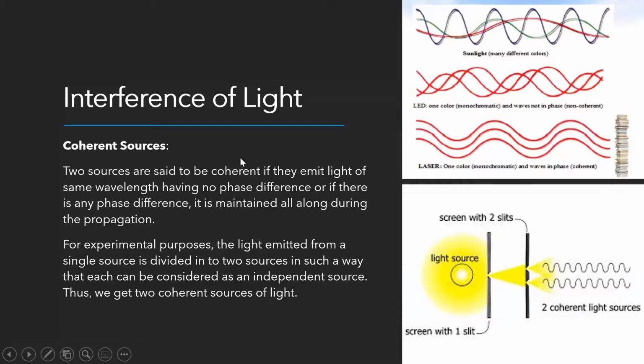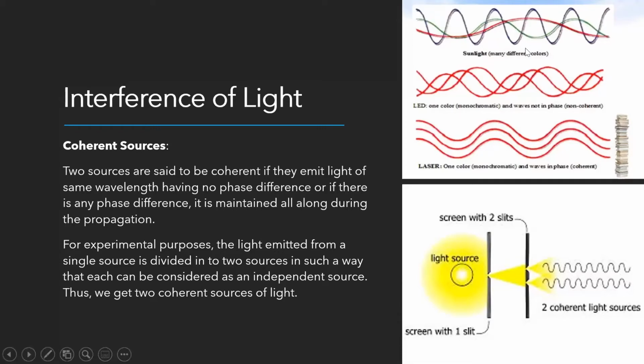So what are coherent sources? One concept, they should have the same wavelength. Second one, they should have the same phase, or they should not have any phase difference. Even if they have some phase difference, it should be maintained throughout their propagation.